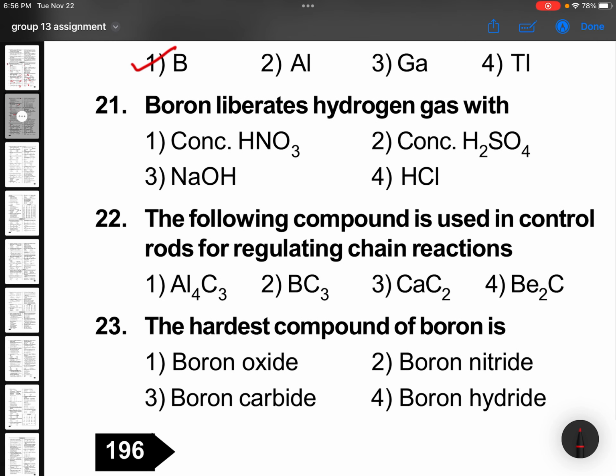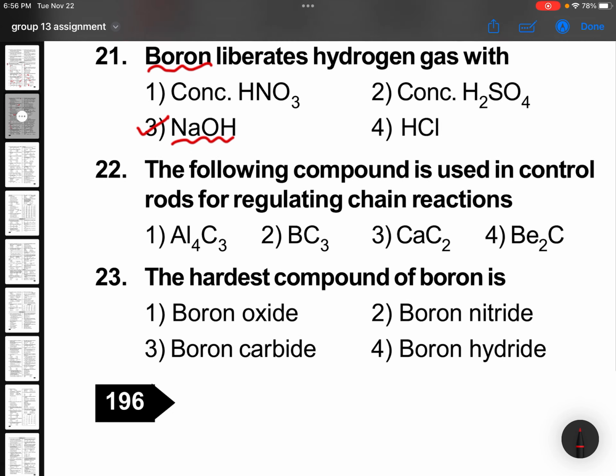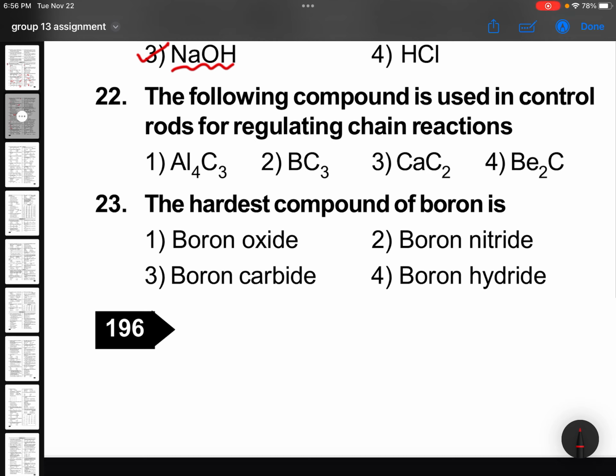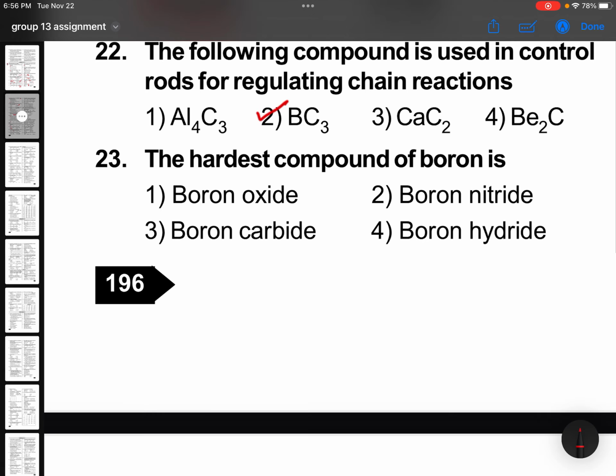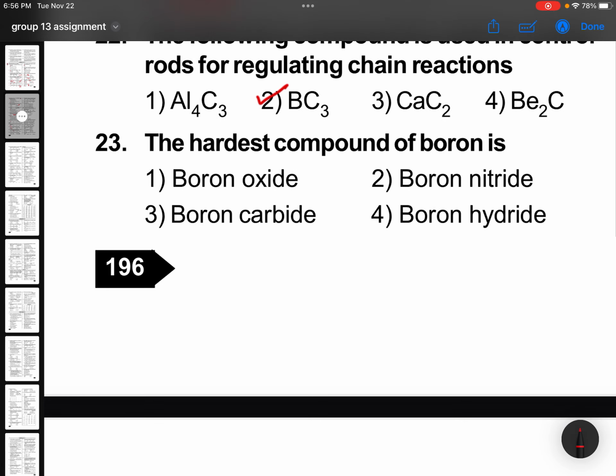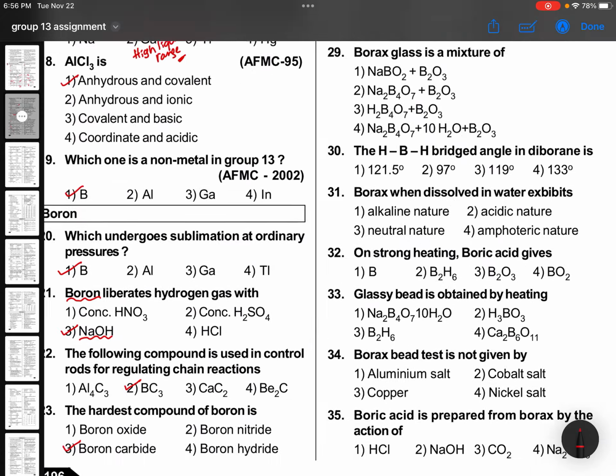Boron liberates hydrogen gas with NaOH. Boron is a non-metal, so it reacts with sodium hydroxide base and liberates hydrogen gas. The following compound is used in control rods for regulating chain reactions. That means in nuclear reactors, that job is done by boron carbide, B4C. The hardest compound of boron is boron carbide; these types of compounds are very hard.